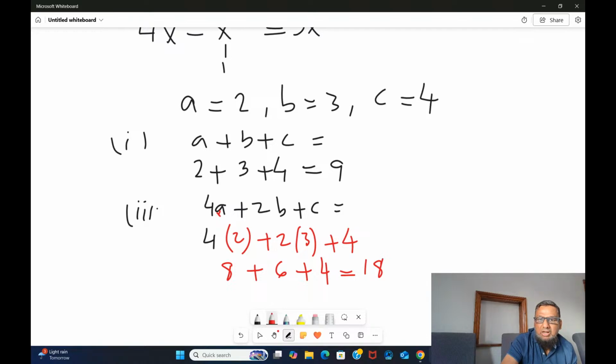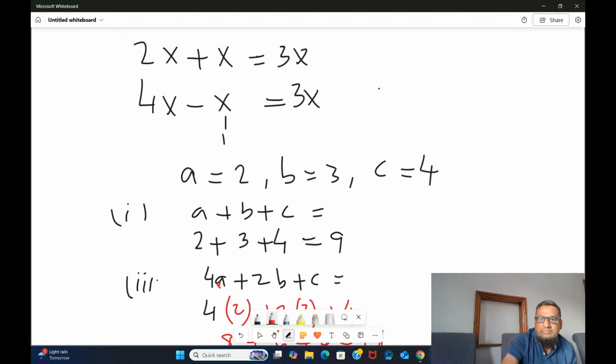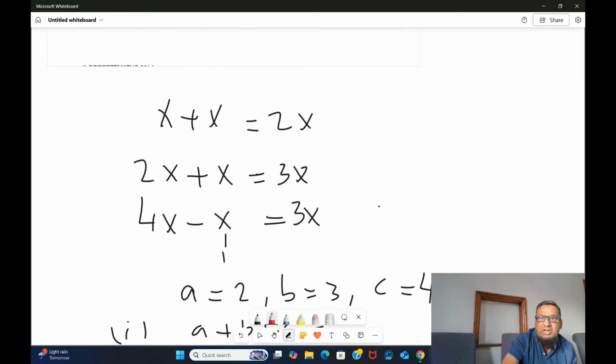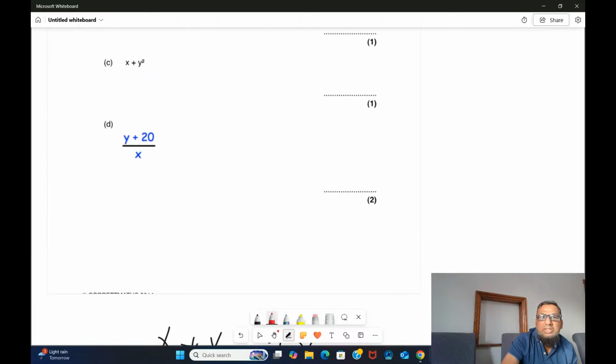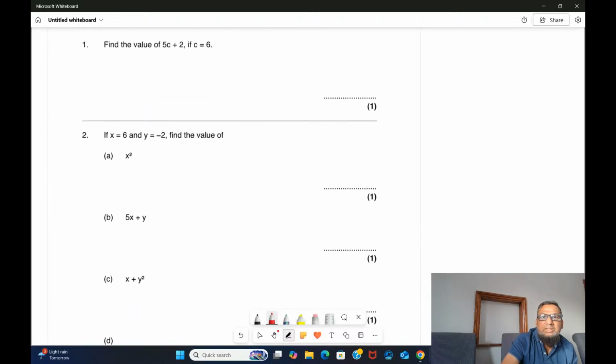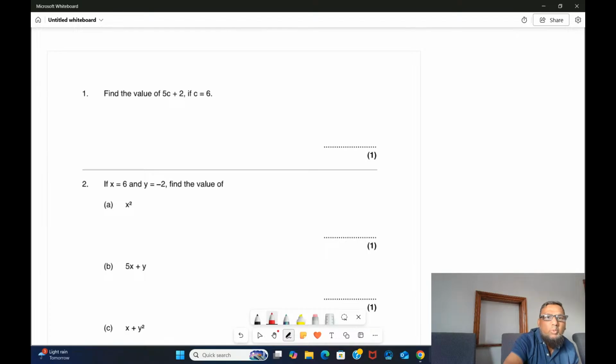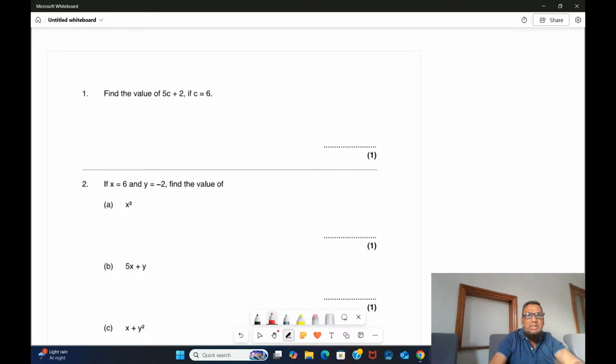So let me go to my screen. Okay, look at this question. Question number 1 says: find the value of 5c plus 2, if c equals 6. How do you work this out? Very simple, very easy question. As I asked you, the value of c is given.